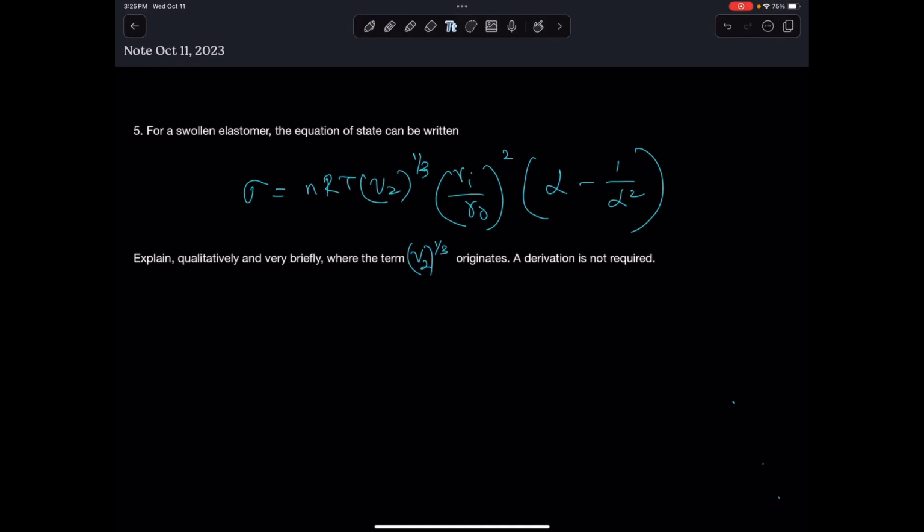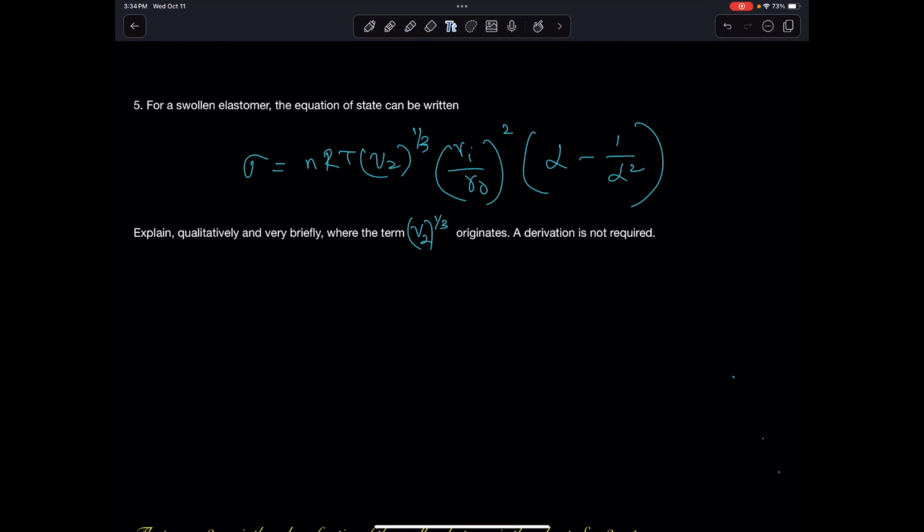For a swollen elastomer, the equation of state can be written as sigma equals nRT V2^(1/3) (Ri/R0)^2 (alpha minus 1/alpha^2). Explain qualitatively and very briefly where the term V2^(1/3) originates. A derivation is not required.